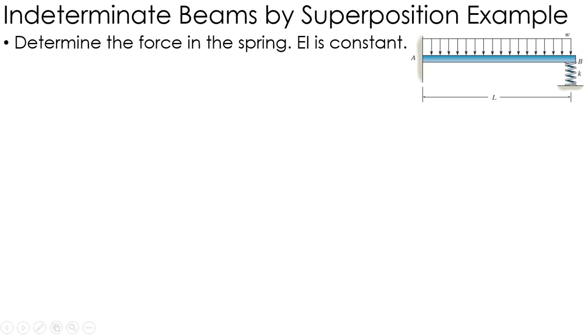In this problem, I wanted to determine the force in the spring over here with the spring constant of K. The beam has a length of L. W is the distributed load, and I have an EI that is constant. Now, again, this is a redundant loading, statically indeterminate.